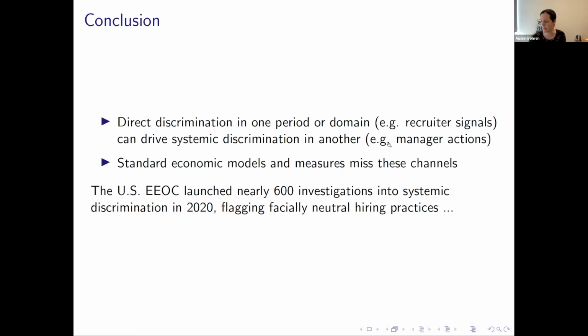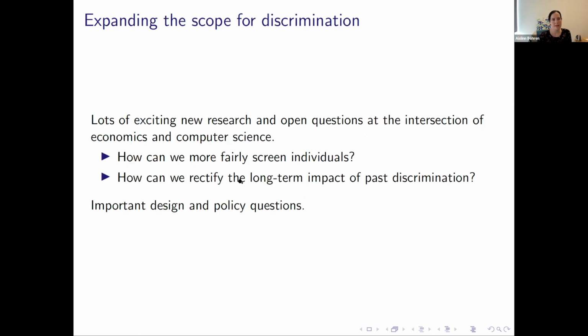All right, so in conclusion, I'm over time here, direct discrimination in one period or domain can drive systemic discrimination in another. Standard economic models and measures miss these channels. It's becoming more important to be looked at recently empirically. So the US EEOC launched nearly 600 investigations into systemic discrimination in 2020, flagging what appear as facially neutral hiring practices.